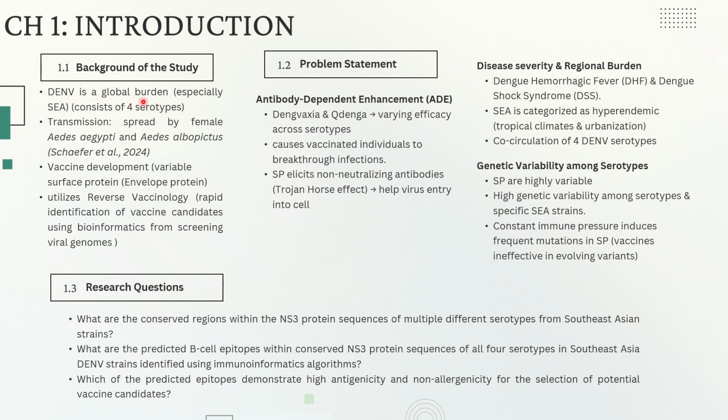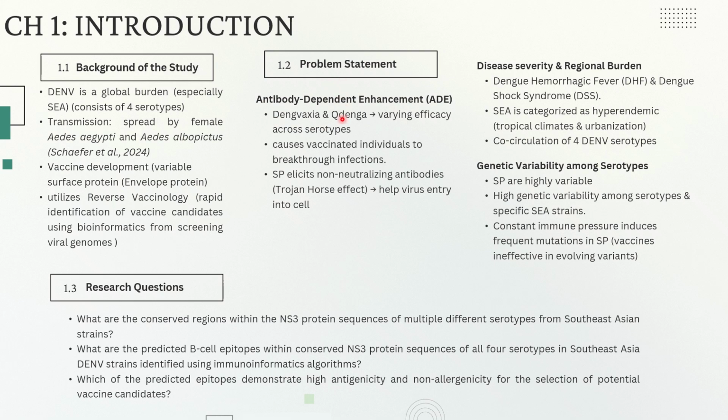So dengue virus is a global health crisis, particularly in Southeast Asia. It consists of 4 distinct serotypes, dengue virus 1 to dengue virus 4. Transmission is primarily driven by female Aedes mosquitoes. Historically, the vaccine development only focused on the structural surface protein, specifically the envelope protein.